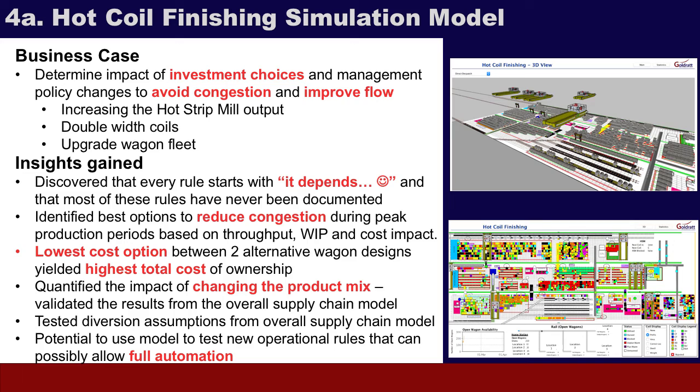So the business case for this model was to determine some of the impacts of the investment choices that were already made, like increasing the output out of the hot strip mill, but also to see whether or not they would get the benefits they thought they were going to get out of making some operational changes, like creating double width coils, so you reduce the number of coils that you output out of the mill. And the other one was upgrading their current wagon fleet.